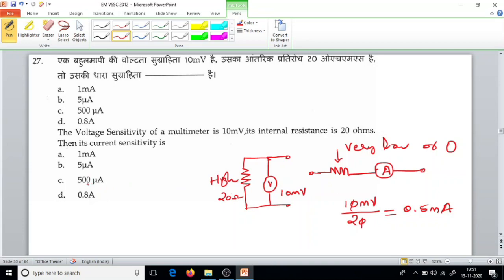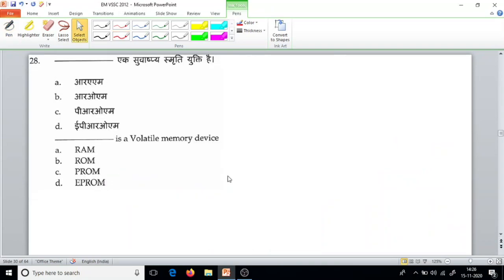But our answer is not there. 0.5 milliamps is not there. So if you multiply 0.5 milliamps by 10 to the power 3, that is 1000, we will get 500 microamps. So the answer is option C, 500 microamps.